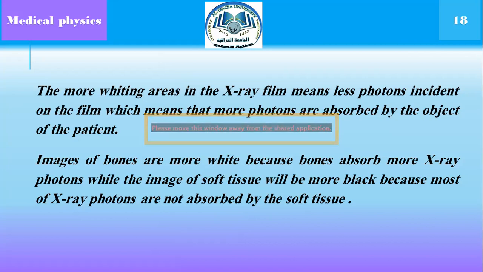The more whiting areas in the X-ray film mean less photons incident on the film, which means that more photons are absorbed by the object of the patient. This is what we mentioned and explained to you previously. Image of bones are more white because bone absorb more X-ray photon, while the image of soft tissue will be more black because most of X-ray photons are not absorbed by the soft tissues.